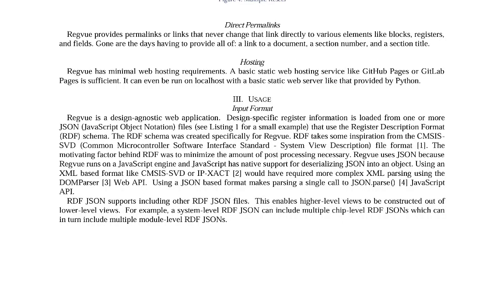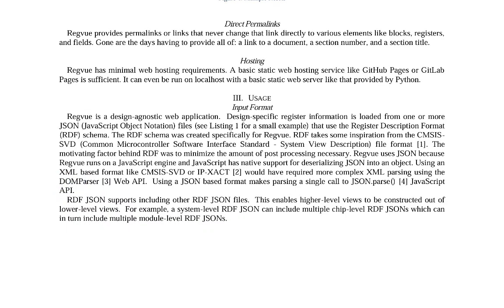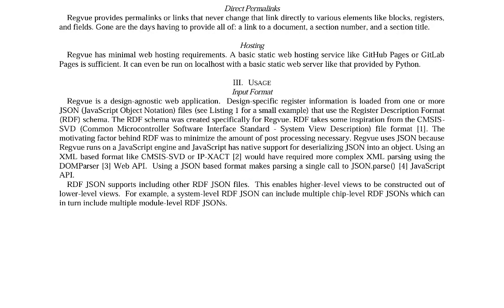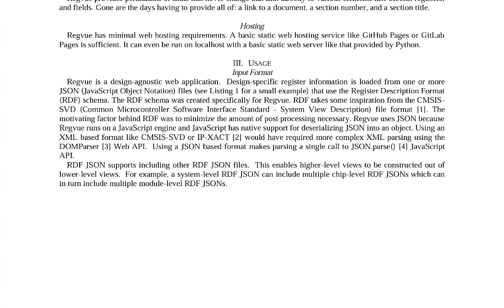Regvue uses JSON because Regvue runs on the JavaScript engine, and JavaScript has native support for deserializing JSON into an object. Using an XML-based format like CMSIS-SVD or IP-XACT would have required more complex XML parsing using the DOM parser web API. Using a JSON-based format makes parsing a single call to the JSON.parse JavaScript API.